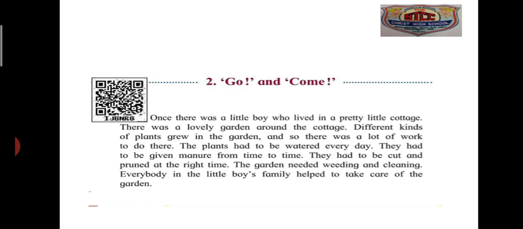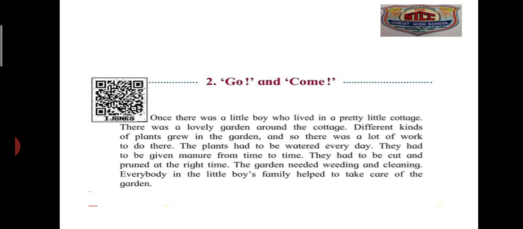So in that garden, which was near the cottage, different kinds of plants grew, and so there was a lot of work to do there. The plants had to be watered every day. They had to be given manure from time to time. Now, whenever you have a plant, you just cannot expect it to grow just like this, right? You have to put water, you have to put manure, then only it will grow. Just like how we human beings need food to grow, in the same manner, even plants need water and they need manure.